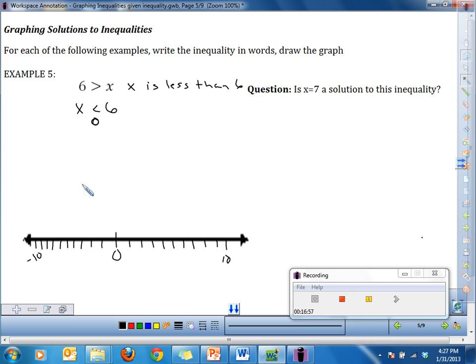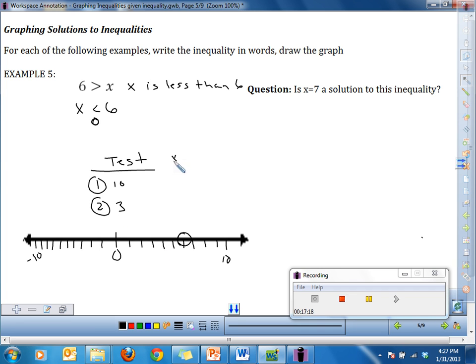X is less than 6, so I'm going to go to the 6. 1, 2, 3, 4, 5, 6. Draw an open dot. I'm going to pick 2 test points to determine which way to go. So I'm going to pick 10, and on the other side I'll pick a 3.